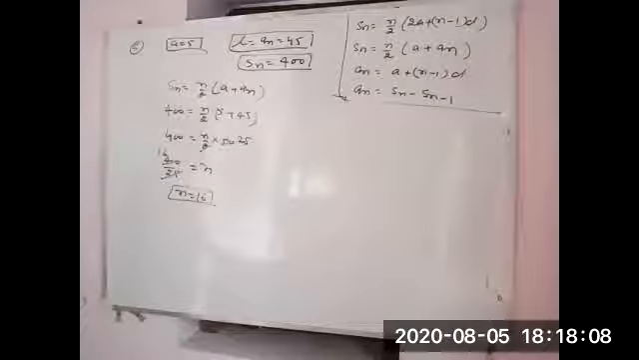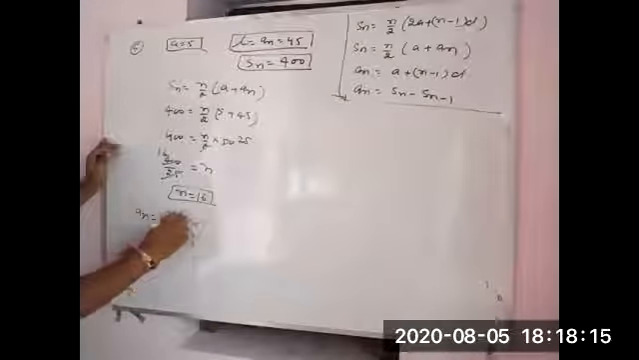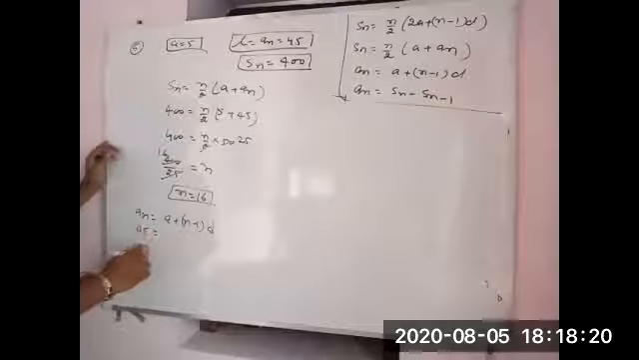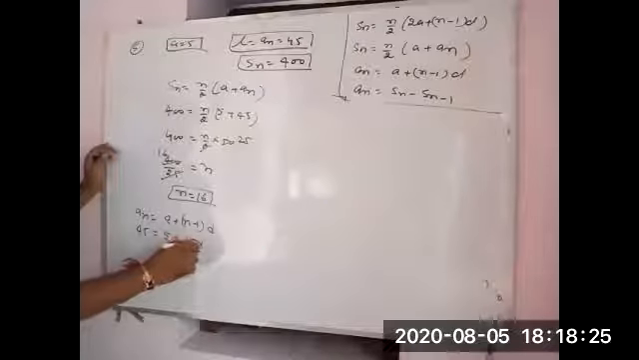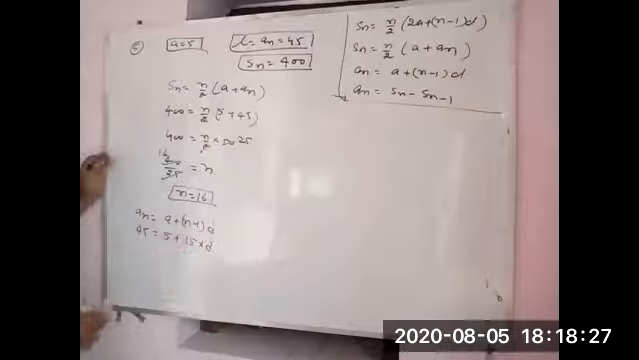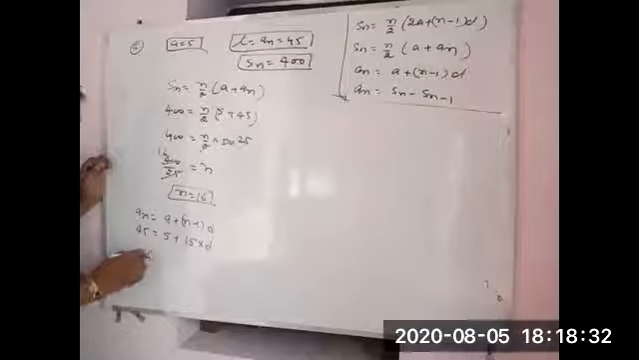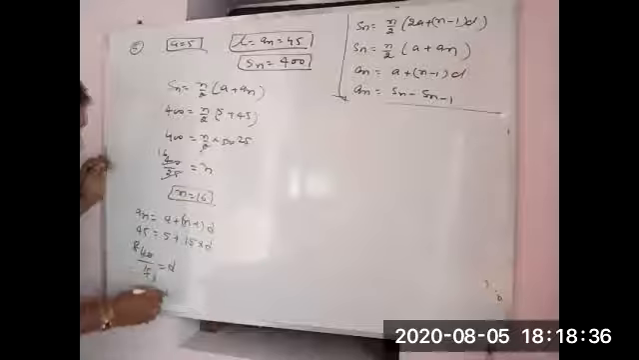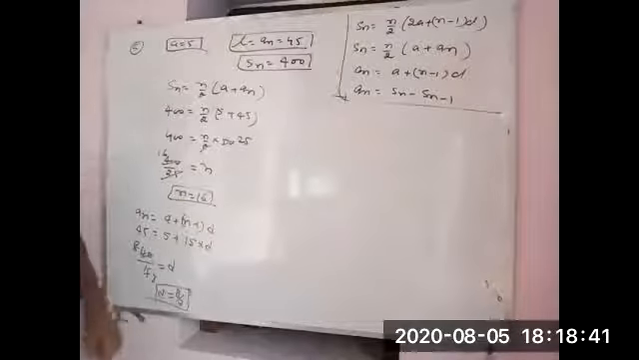Now we have to find also the value of common difference d. For d, the easy formula you can apply here is an equal to a plus n minus 1 d. 45 equal to a value 5, n is 16 minus 1, 15, and d we need to find. 45 minus 5, it will be 40 divided by 15 equal to d. The value of d is 8 by 3. Easy, you can get the solution.